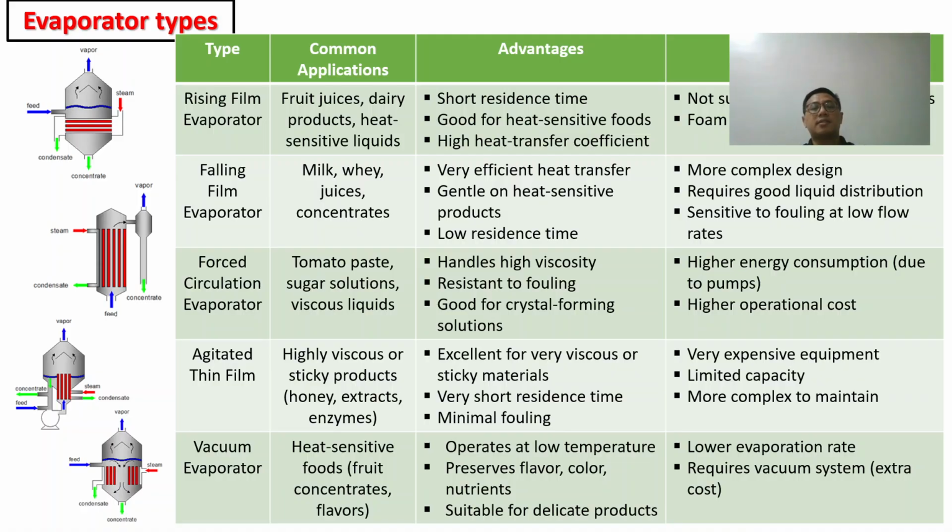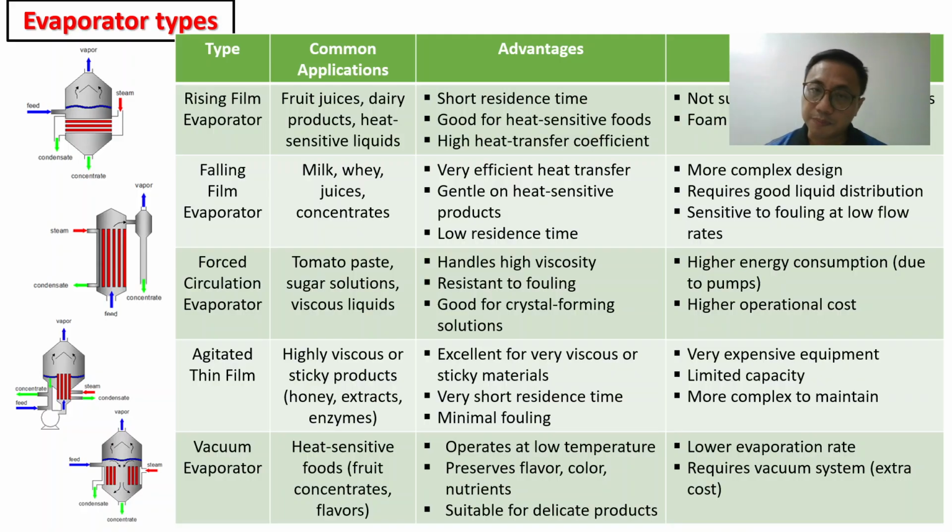Now, next we look at the forced circulation evaporator. You can see the design in the figure here. We can use a pump to force flow, to circulate the liquid inside the evaporator. With the circulation, it will definitely have a better heat transfer rate. Normally it's used for tomato paste, sugar solution, and viscous liquids. When you have particulate liquids or a viscous liquid, it's always preferable to use a forced circulation type, in which we have a pump to flow the viscous liquid in the evaporator.